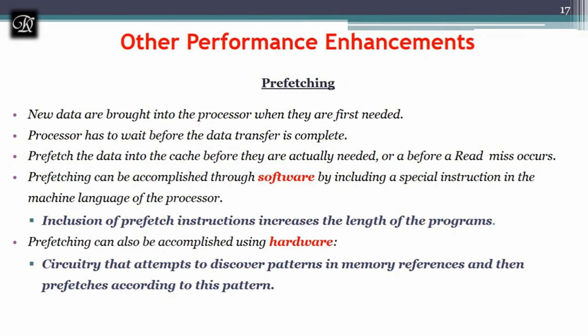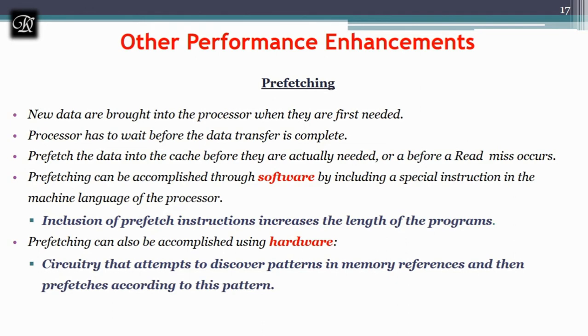Besides this, we have one more technique, prefetching. Prefetching is the technique where we get the data before it is required. Otherwise, new data are brought into the processor only when they are first needed, and the processor has to wait before the data transfer is complete. So we prefetch the data into the cache before they are actually needed, before the processor demands it, or before a read miss occurs.